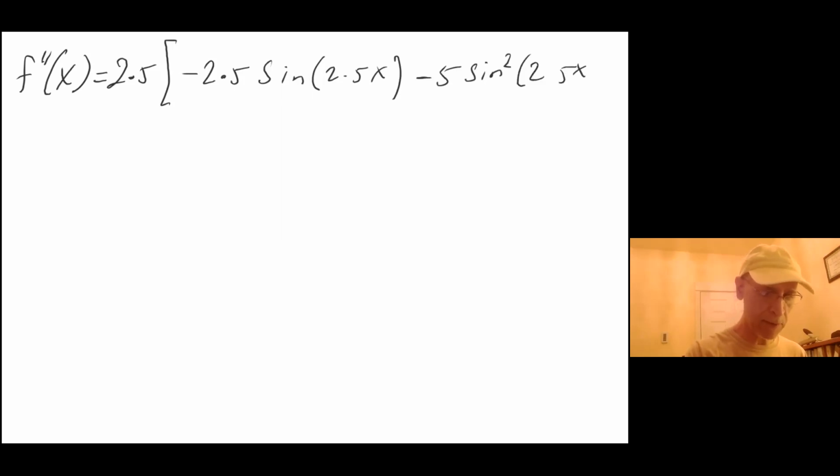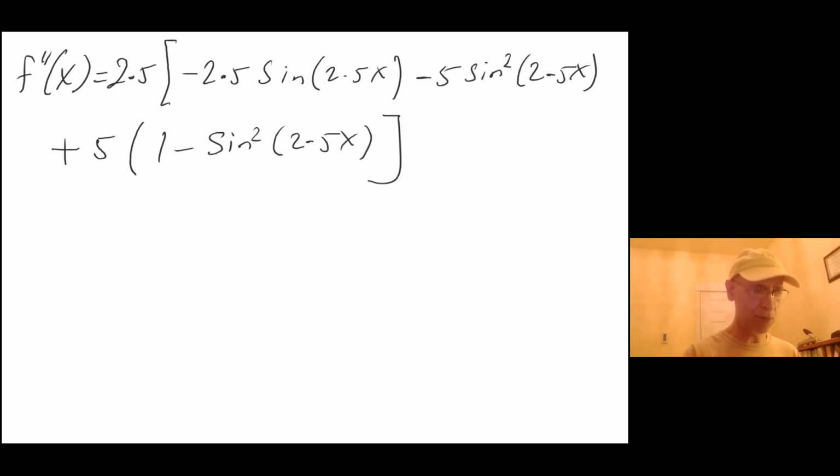I'm going to keep it, not doing anything, minus 2.5 sine of 2.5x minus 5 times sine squared of 2.5x plus 5 times, we said cosine squared is 1 minus sine squared of 2.5x. And now I'm going to go ahead and distribute this part.